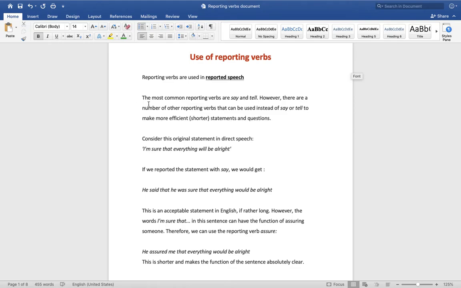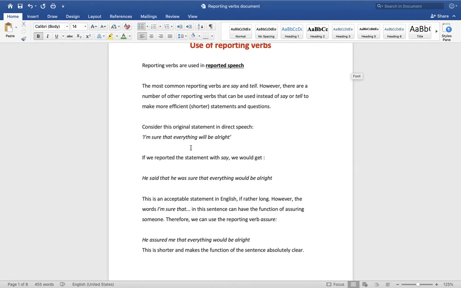However, there are a number of other reporting verbs that can be used instead of say or tell to make more efficient, that is, shorter statements and questions. So when we communicate, either in Spanish or in English, we want to be efficient. That is, we want to be brief. Queremos ser breves. We want to be brief. We want to be precise, and we want to be direct. So we want to transmit ideas as short as we can and as clear as we can, right? So we don't want to use many words, right?